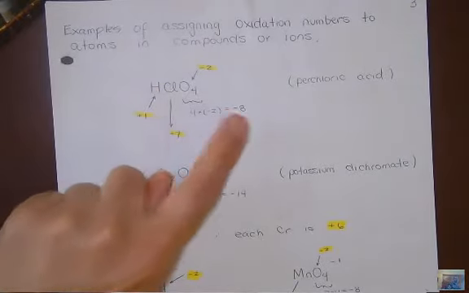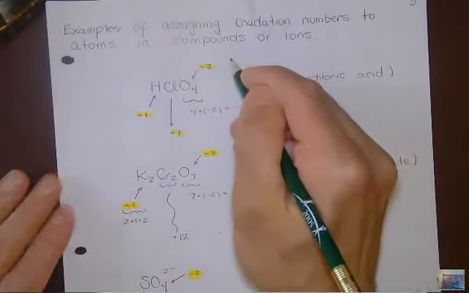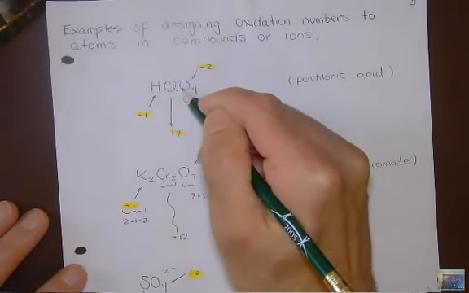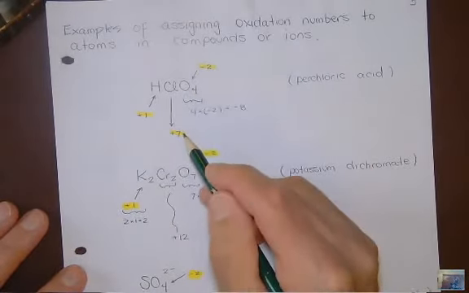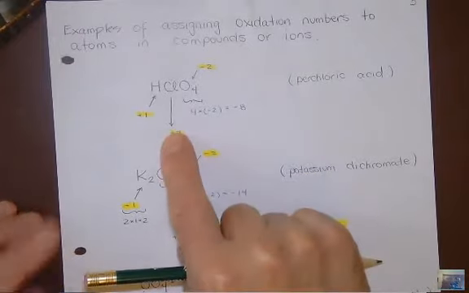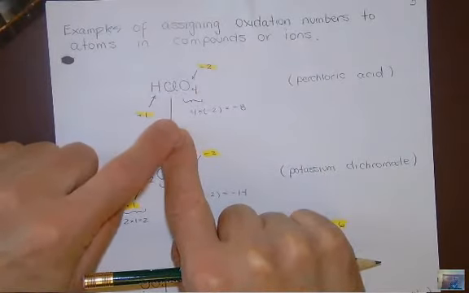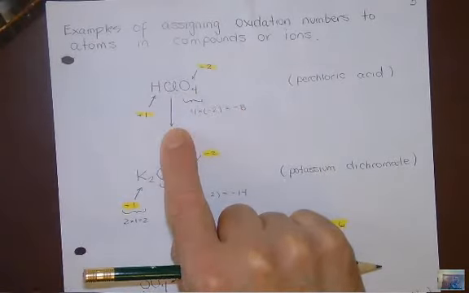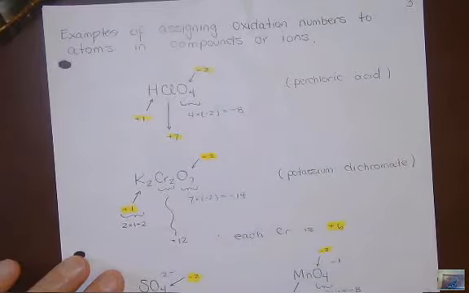So if this guy's +1 and this guy's -8, and the whole thing equals 0, because I didn't write anything up here, that little 2 is for the oxygen, for the oxides. Then what is chlorine? It has to be +7, because +7 plus +1 balances -8, right? So this plus this plus this has to equal 0 because there's no charge.